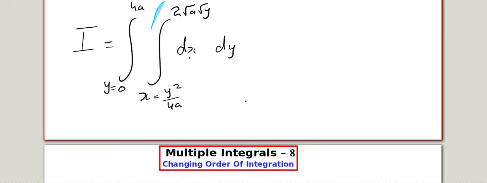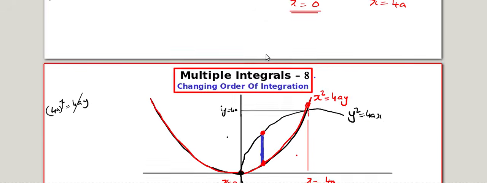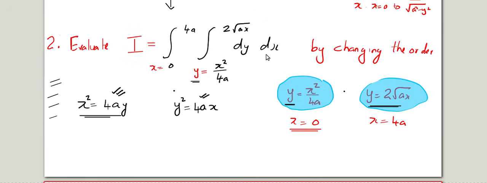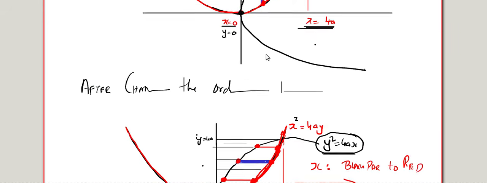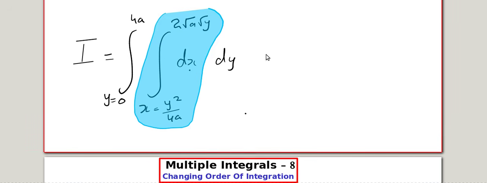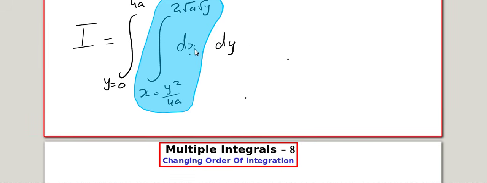Now look at this, the inner limit belongs to x. So I hope you remember the question. It is not change the order. It is change the order and evaluate. So change of order is complete. Now one thing left, we have to evaluate it.